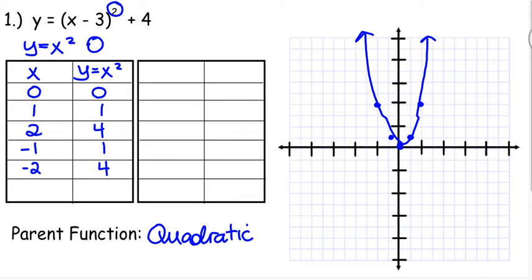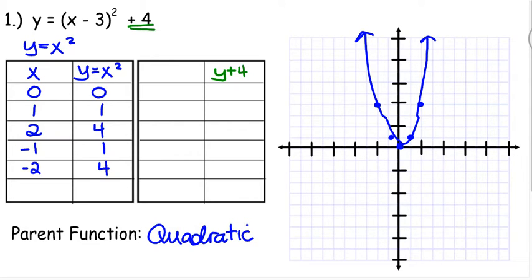All right. Now I'm going to go ahead and identify who our transformations are. So let's first talk about this plus 4. This plus 4 is outside the function. It affects the y-axis. So since it's a plus 4, we're going to push all of our y values on our y-axis up 4 units.